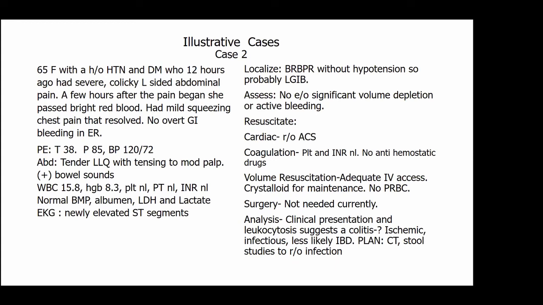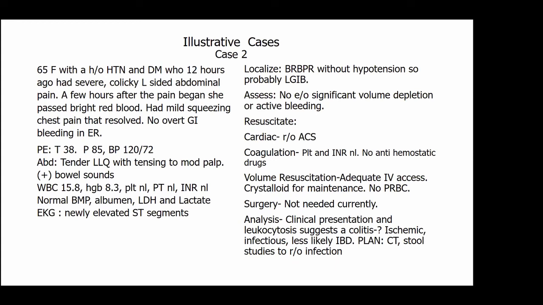So, as far as the localization, again, this is probably a lower GI bleed as she has bright red blood per rectum without hypotension. As far as assessing her, she has no evidence of significant volume depletion at the current time, and there's no evidence of active bleeding. As far as resuscitation, well, there is something to suggest that she may be having a coronary event. She has some chest pain, and she has an abnormal EKG. So a cardiologist should be called.